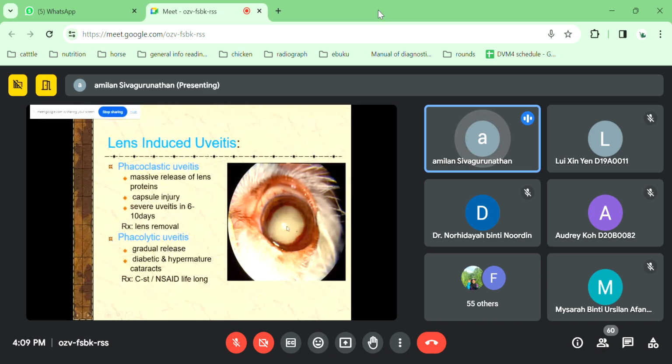So there are two types of uveitis linked to the lens. We call it the phacoclastic. This is when you have a large volume of protein release, or what we call phacolytic, where you have a slow release of protein from a maturing cataract. The latter is a lot easier to control than the former.